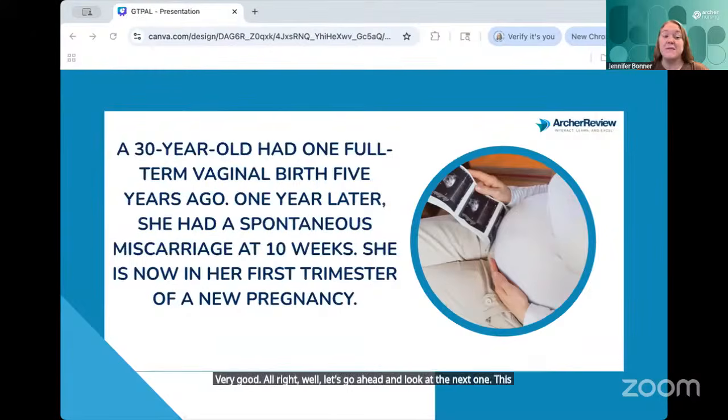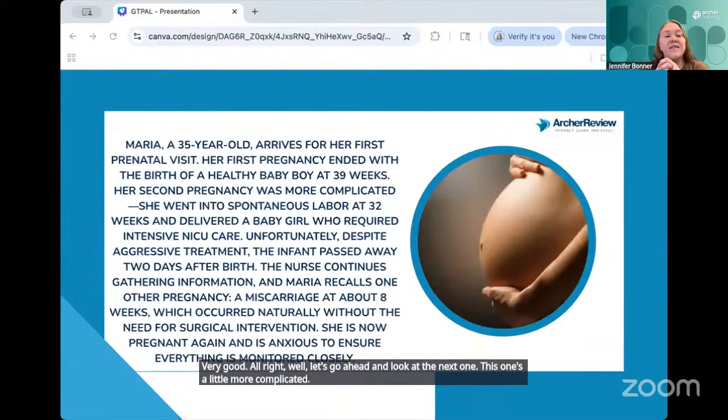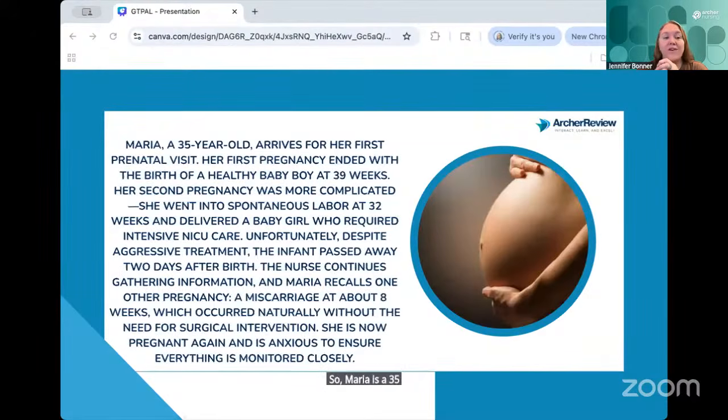This one's a little more complicated. So Maria is a 35-year-old who arrives for her first prenatal visit. Her first pregnancy ended with the birth of a healthy baby boy at 39 weeks. Her second pregnancy was more complicated.